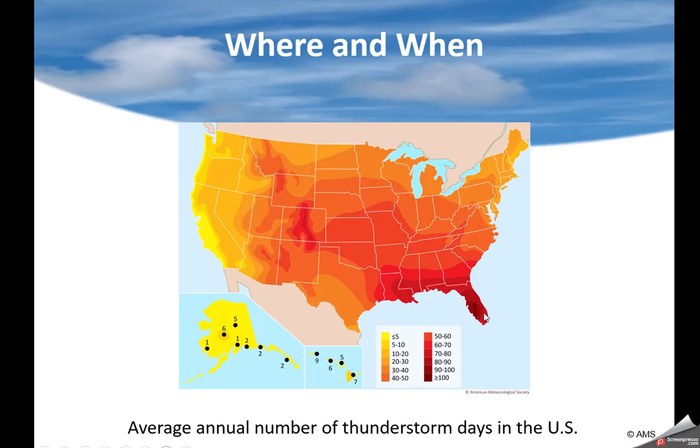And here you can see where most thunderstorms occur. Notice the peak is down here in Florida, where there's the most maritime tropical air. You would say, oh, Hawaii should be the same, right? It's in the middle of the tropics. However, it's under the trade wind inversion.